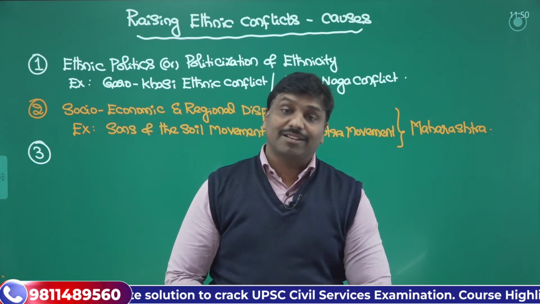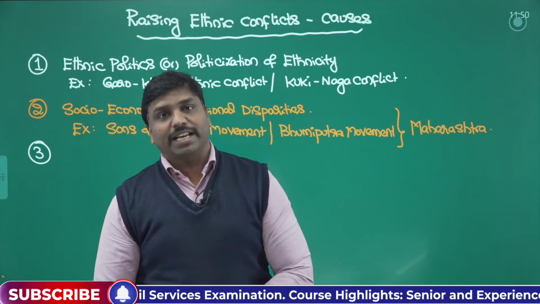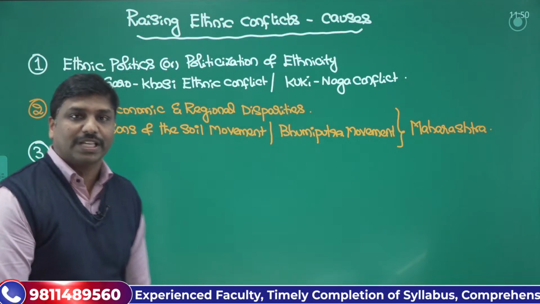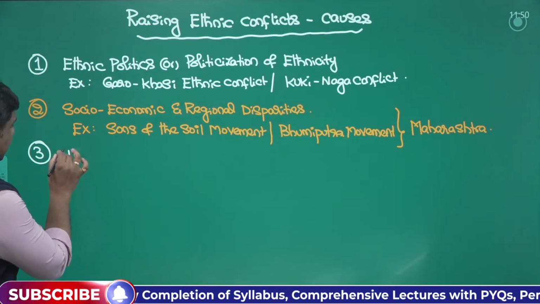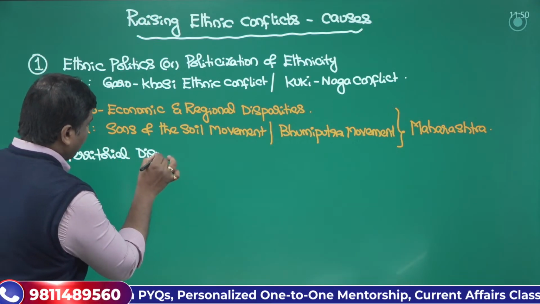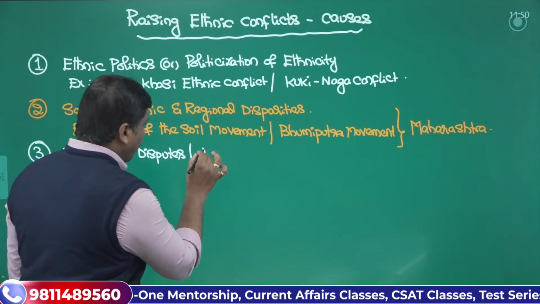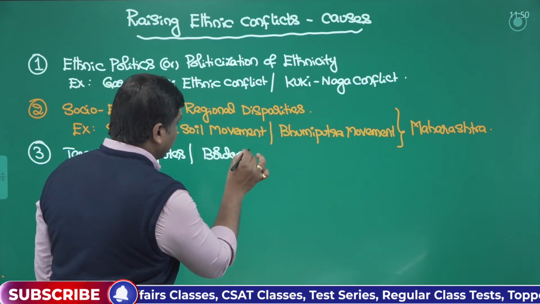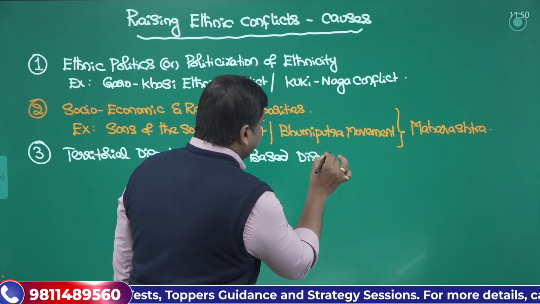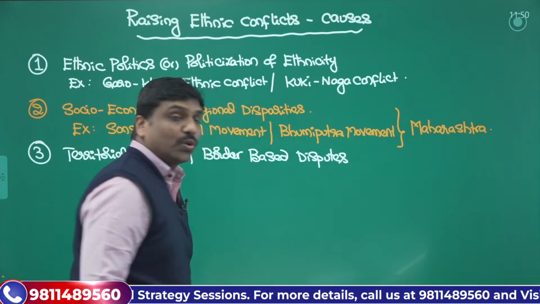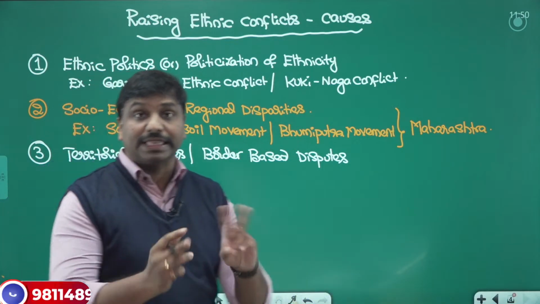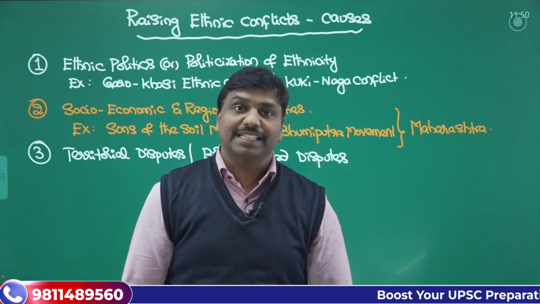There are also many ethnic conflicts that arise because of territorial issues. Territorial issues are border-based aspects. So that is another important thing. Territorial disputes are border-based disputes. This is another important cause for ethnic conflicts. Can you give any example of a border-based dispute, or mention any territorial dispute which is leading to ethnic conflict, that is, conflict between two groups of society in India?